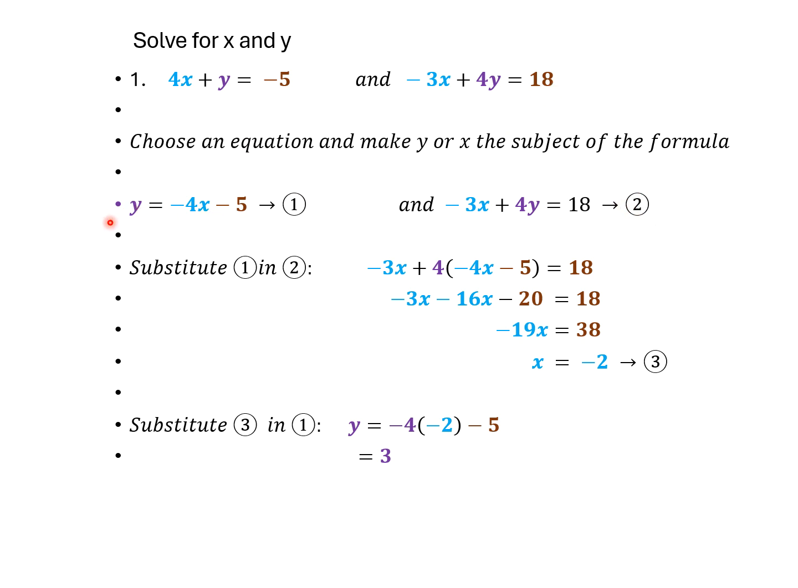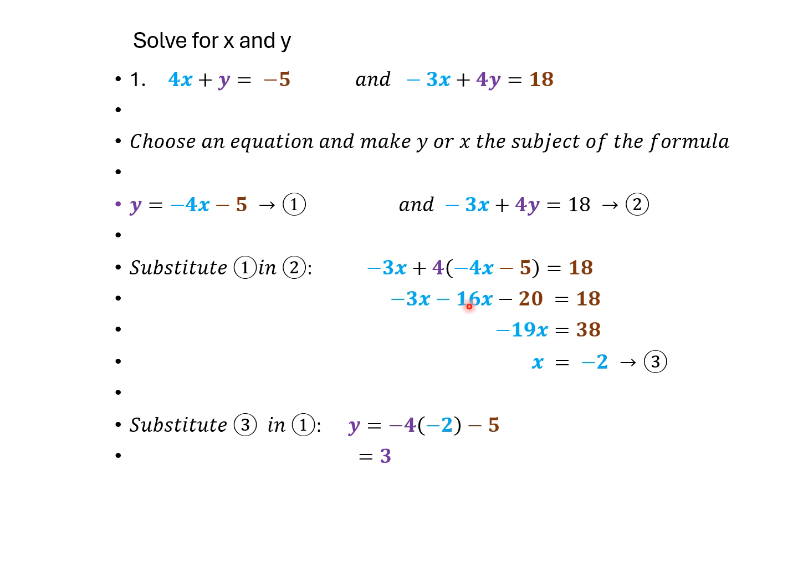Now, because I have an equation for y, remember, to solve either equation, I want the whole equation to have only x's in it, or only y's. Because I have y in terms of x, where we have 4y, instead of saying y, I'm going to write minus 4x minus 5. The 4 goes in front. So now I have minus 3x plus 4 times negative 4x, which gives me negative 16x. 4 times negative 5 gives me negative 20, equal to 18.